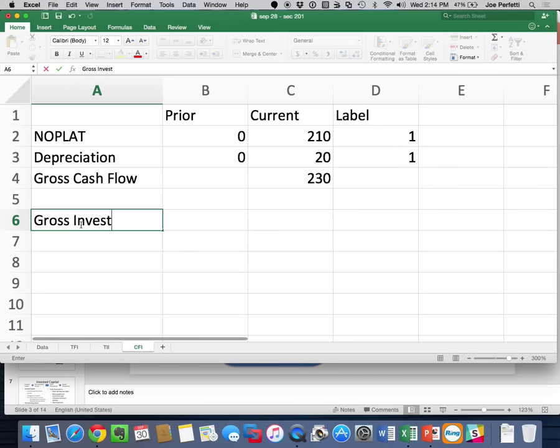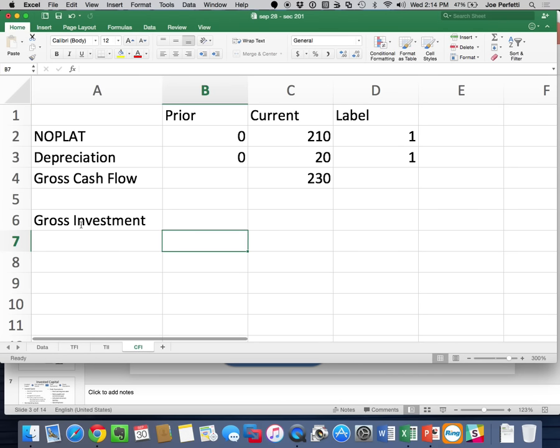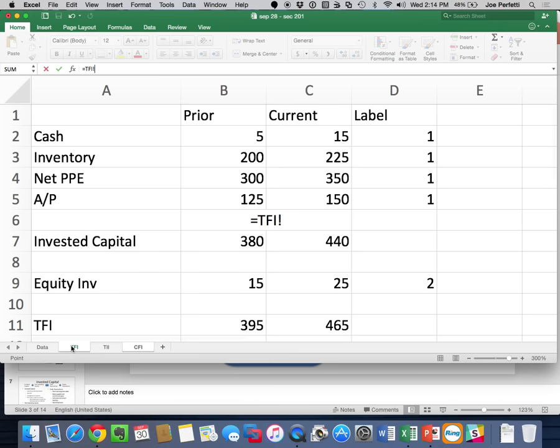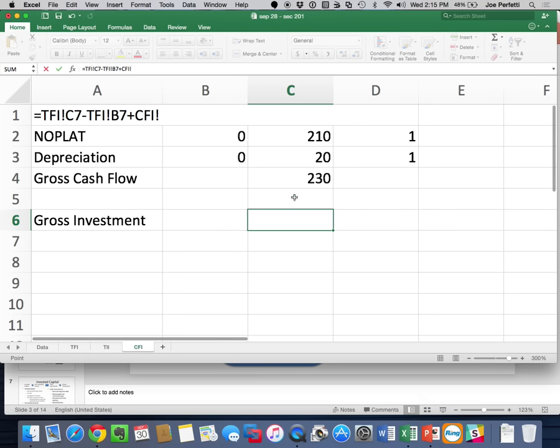And the formula for gross investment is change in invested capital, so equals, off the TFI, the current year invested capital minus the previous year invested capital plus the current year's depreciation.